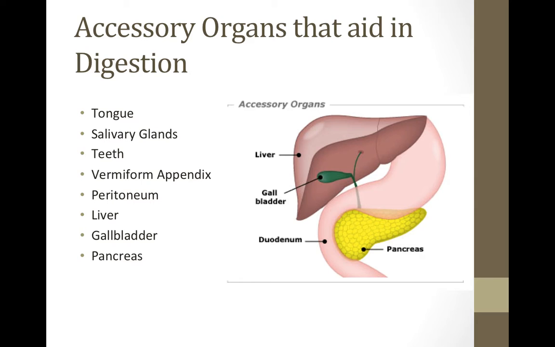The accessory organs that aid in digestion that we're going to talk about: we'll discuss really briefly the tongue, salivary glands, and teeth. Your appendix, whose full name is the vermiform appendix. Your peritoneum. Remember, one of the first days we talked about the serous membrane that covers your digestive organs. That's the peritoneum. Your liver, which is the largest organ inside your body, your gallbladder, and your pancreas.